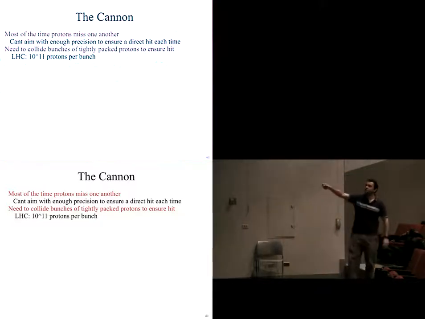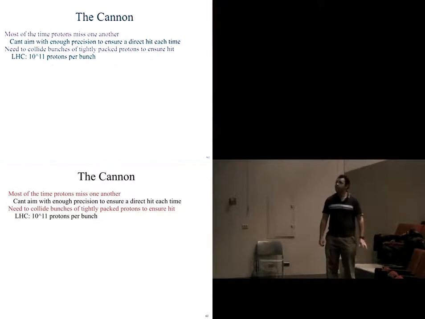Basically, most of the time these protons miss each other. It's hard to line them up so that you get a hit. It's also quantum mechanical, so even if you have lined them up, there's only some probability that they'll hit each other. Basically, you can't aim with enough precision.